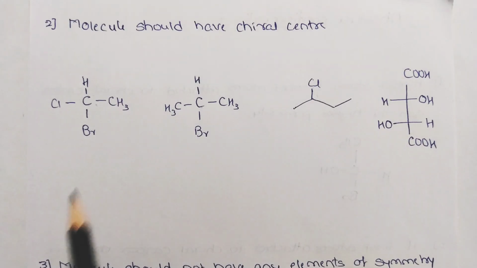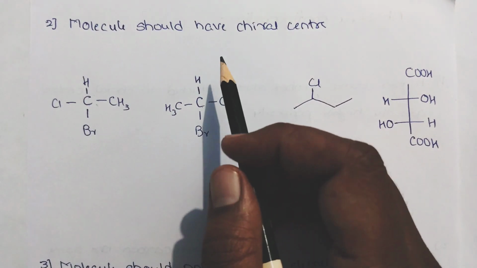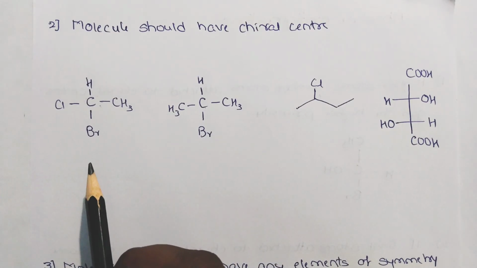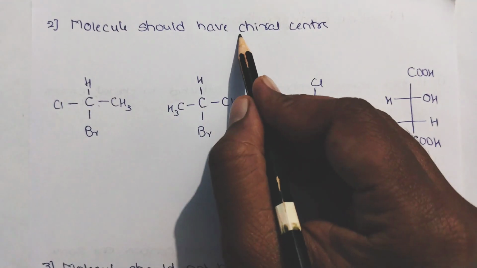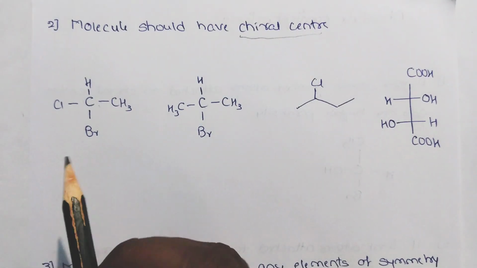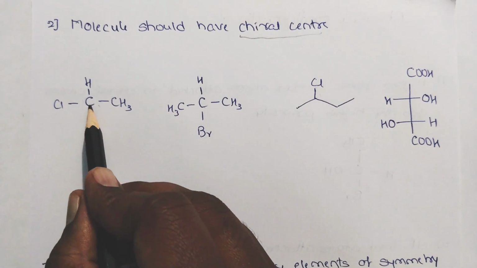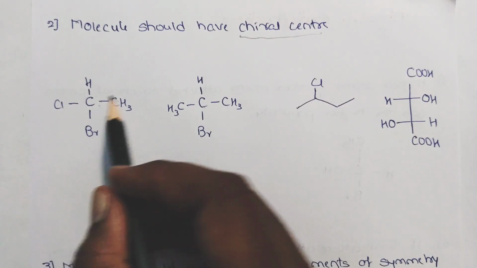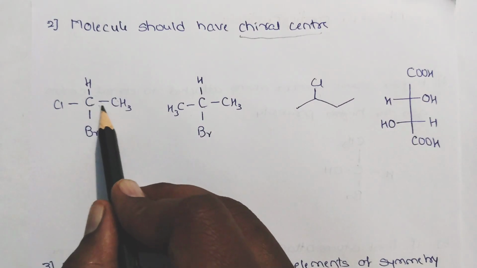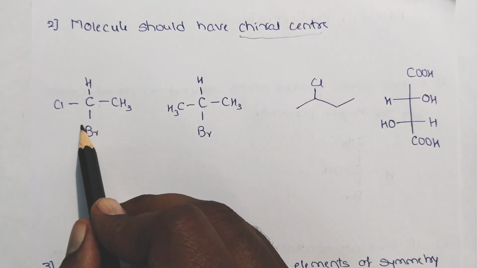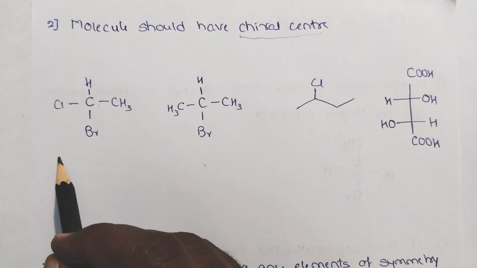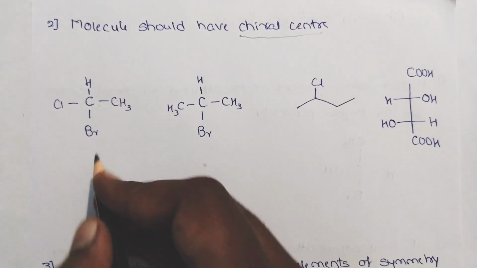The next criterion is that the molecule should have a chiral center. The molecule should have at least one chiral center. Means you should know what a chiral center is. Chiral center means, we all know that the valency of carbon is 4, meaning the carbon is attached with 4 different groups. The chiral carbon, the chiral center, should be the one which is attached with 4 different atoms. Here you can see the chiral carbon means an sp3 carbon attached to 4 different groups.